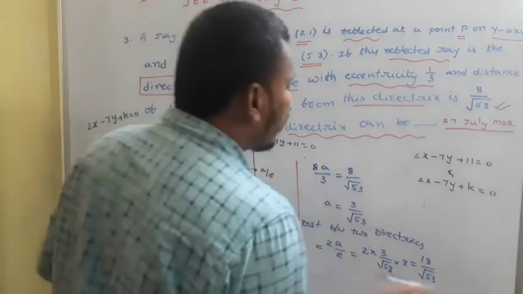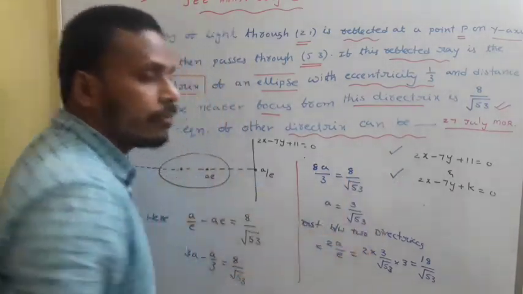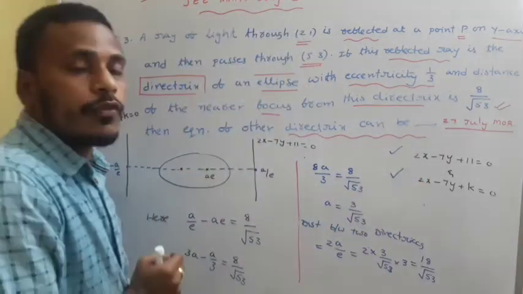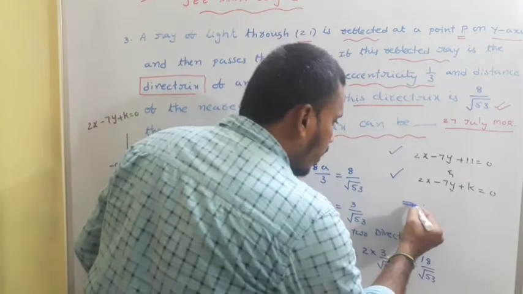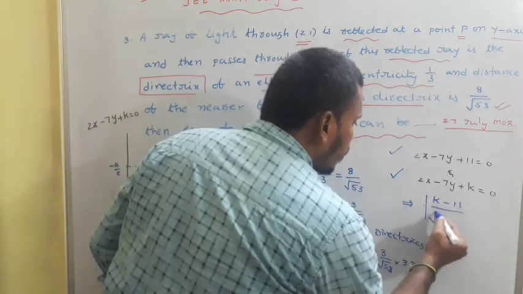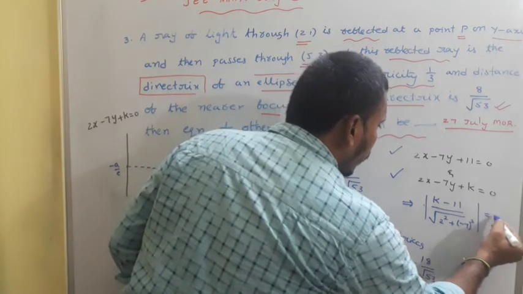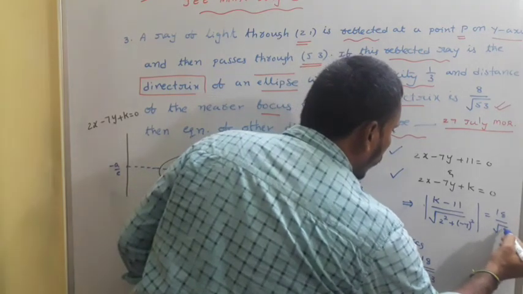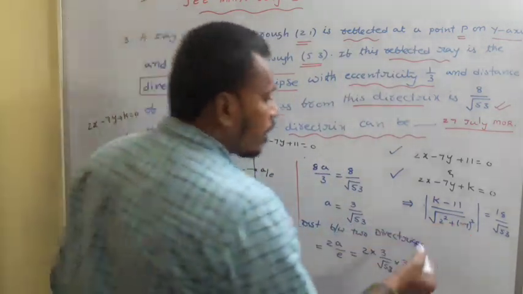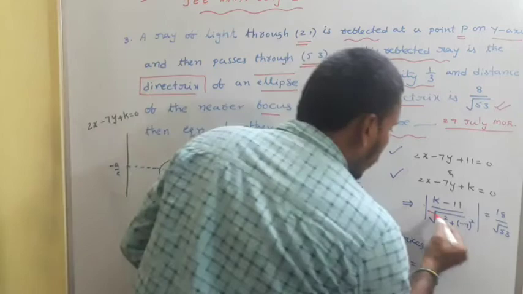And now these are the two directrices, and the distance between these two, as I said, is 18 by root 53. Now you just move with the distance formula between two parallel lines. This implies distance between these two is modulus of k minus 11 divided by square root of 2 square plus minus 7 square, equal to 18 divided by root 53. And this denominator is 49 plus 4, which is root 53. You just simply cancel out those denominators and try to get the values of k.